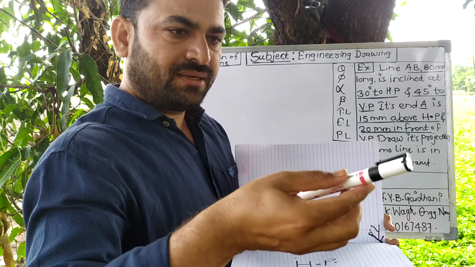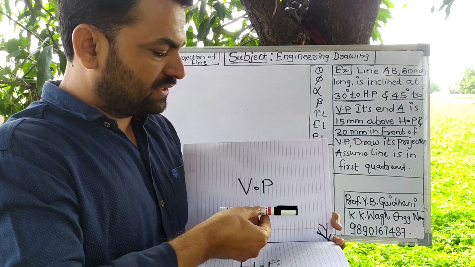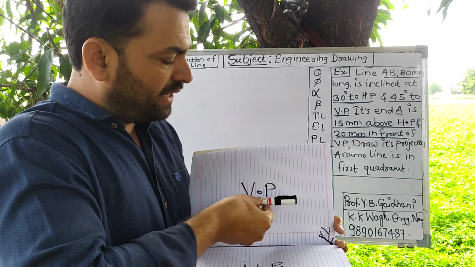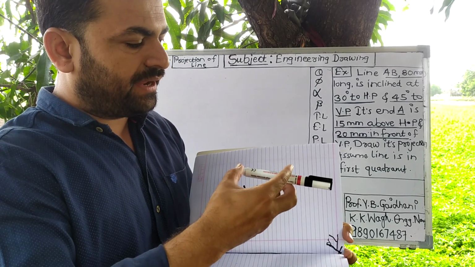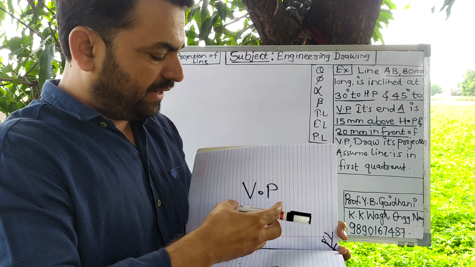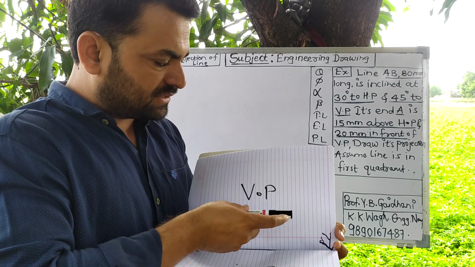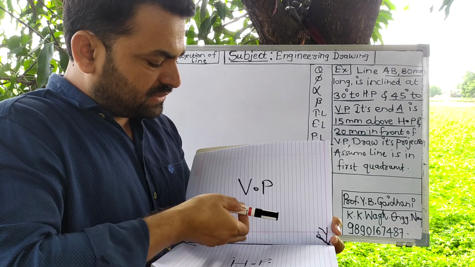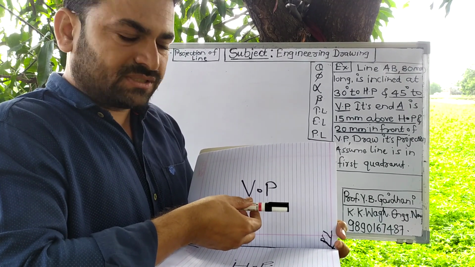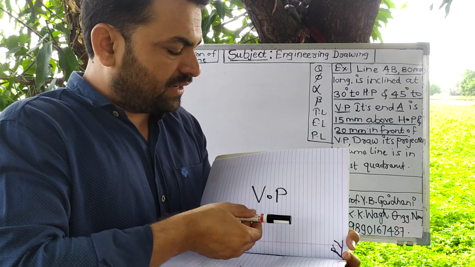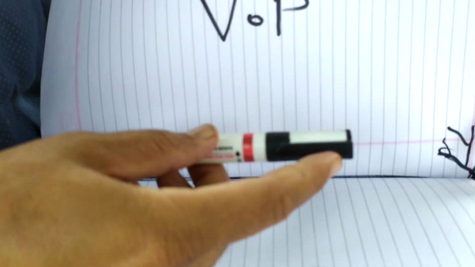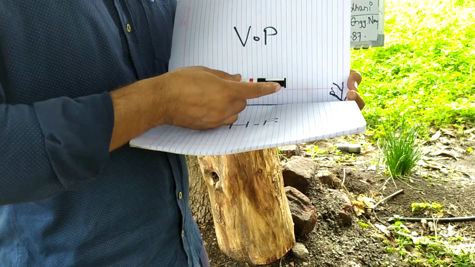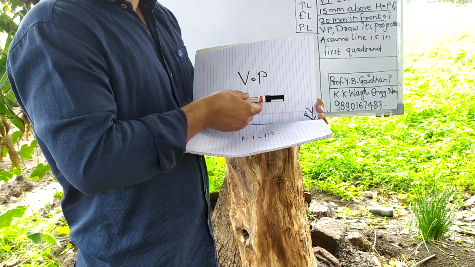Assume that initially the line is parallel to VP and parallel to HP. Consider this end A, this end B. A is something mm above, this distance is the above distance, and the in front of distance we can see in the top view. This is the in front of distance.